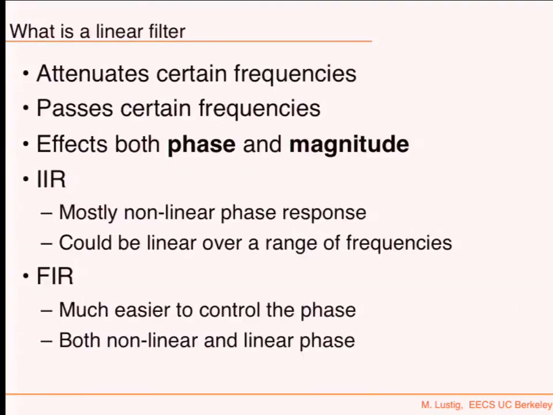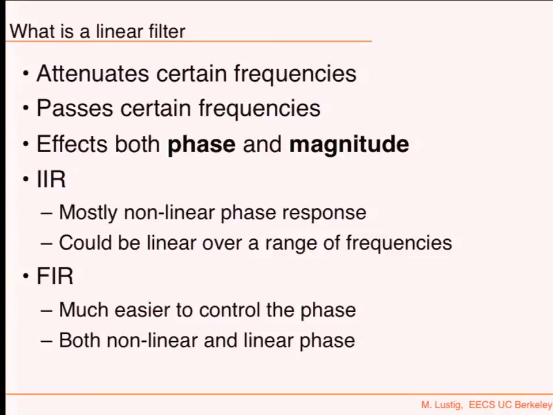Now, what is a linear filter? What do we want from a linear filter? We want it to attenuate certain frequencies, so not pass certain frequencies. We'd like it to pass other frequencies, so that would be a pass band. We would like it to affect both magnitude and phase of the frequency. And phase will often correspond to a delay. When it affects phase, it often corresponds to delaying different frequencies by different amounts. You will see that mostly when we talk about the next chapter.